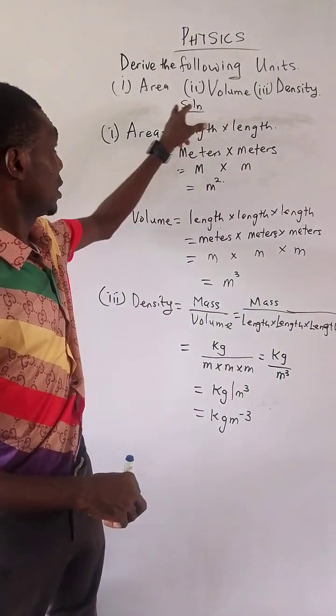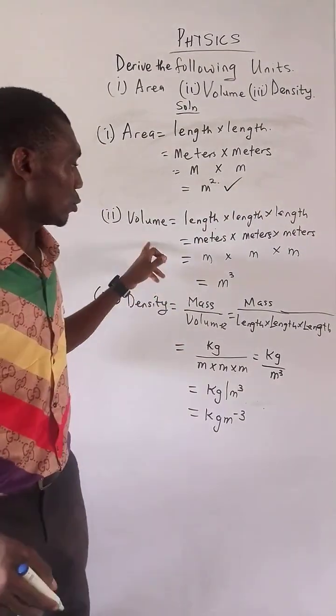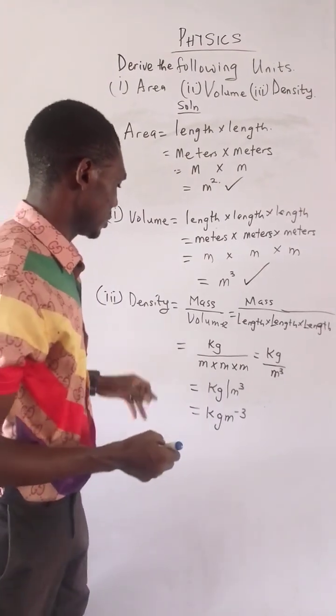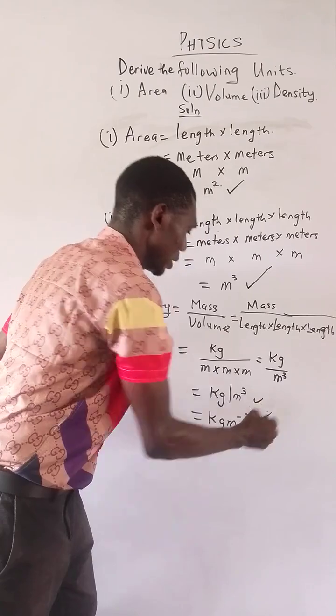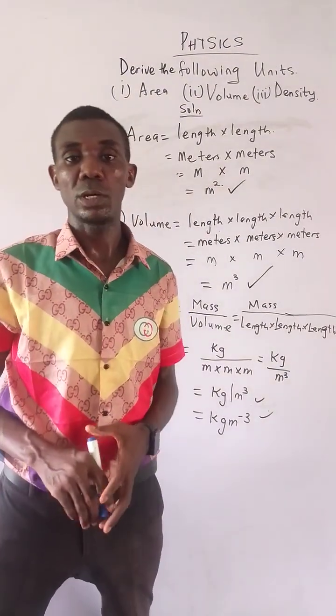So these three: area, this is the derived unit m squared. Volume, this is the derived unit m cube, and the density has the derived unit kilogram per meter cube or kg m raised to the power of minus 3.